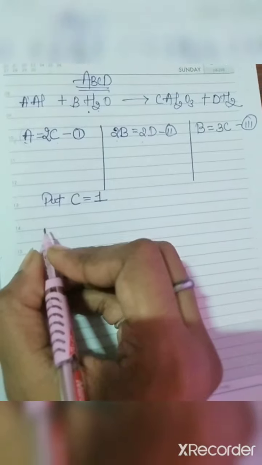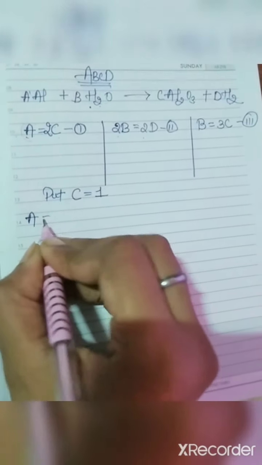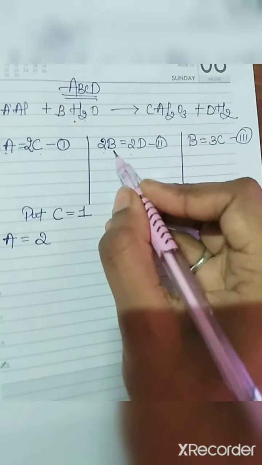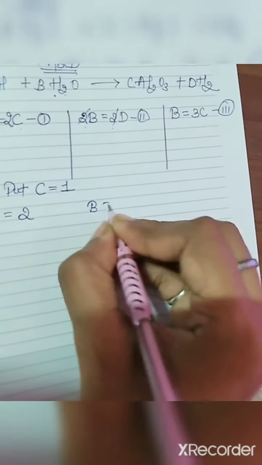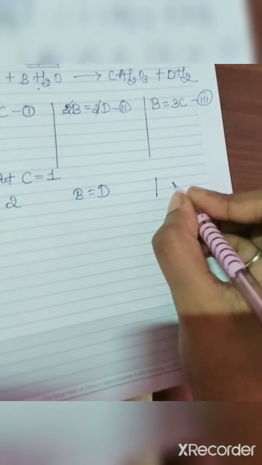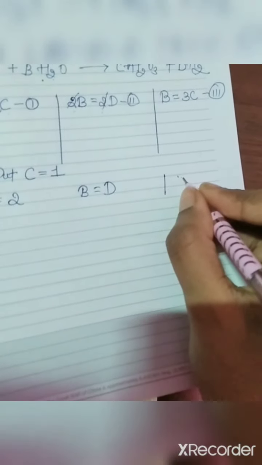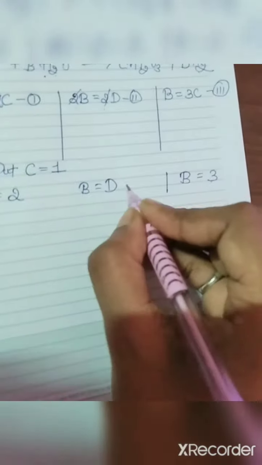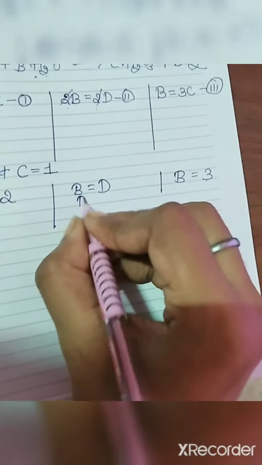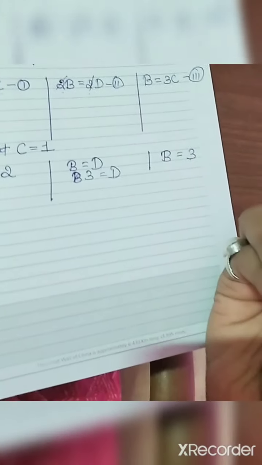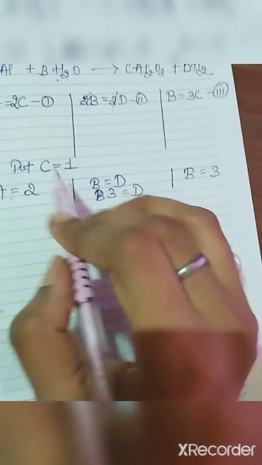After putting C equals 1, what will be the value of A? That is 2. What is the value of B? B equals 3C, and you know the value of C is 1, so B equals 3. Now putting the value of B in equation 2, you will get B equals D equals 3.